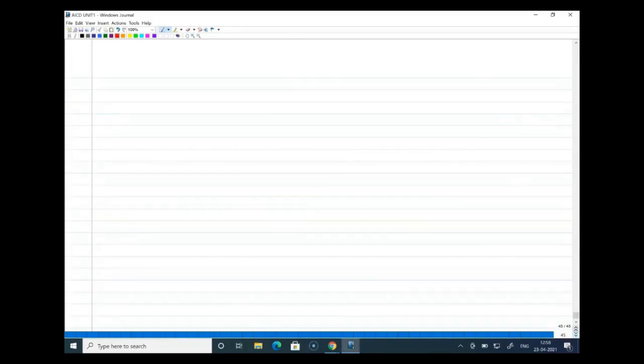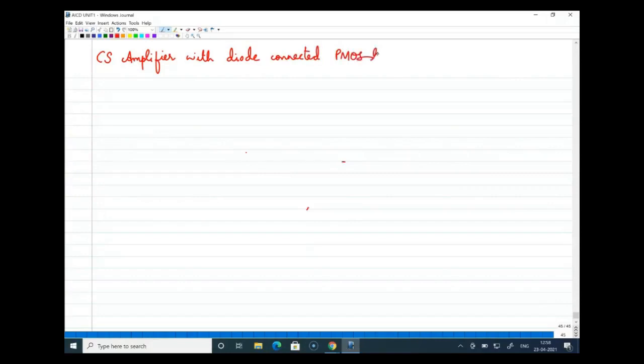So yesterday, while discussing a diode connected CS amplifier with NMOS load, we saw that there is body effect, and we even made a few observations based on that. So today we will continue with the CS amplifier with a diode connected PMOS load.